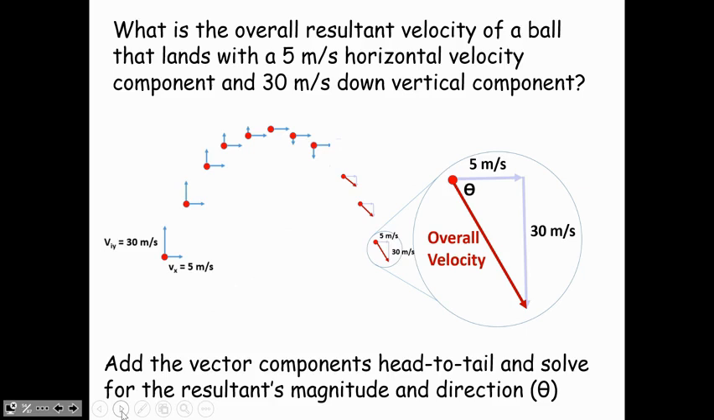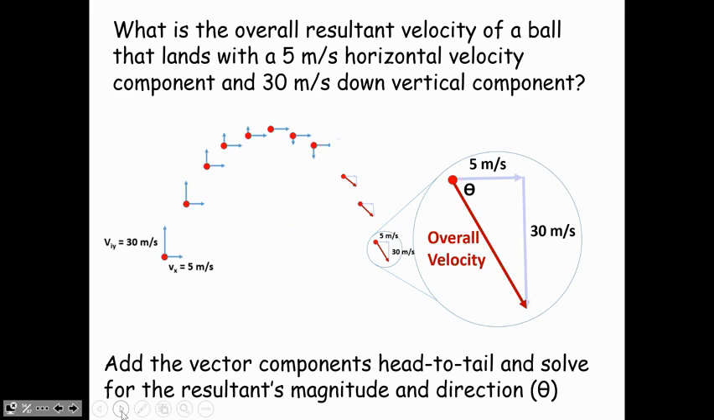And back to our vector components. If we wanted to take these two components and recombine them to figure out the overall resultant velocity, we could by making our right triangle. So if we were asked to solve for the overall resultant velocity of a ball that lands with a horizontal velocity of 5 meters per second and a vertical velocity of 30 meters per second, what would that look like?